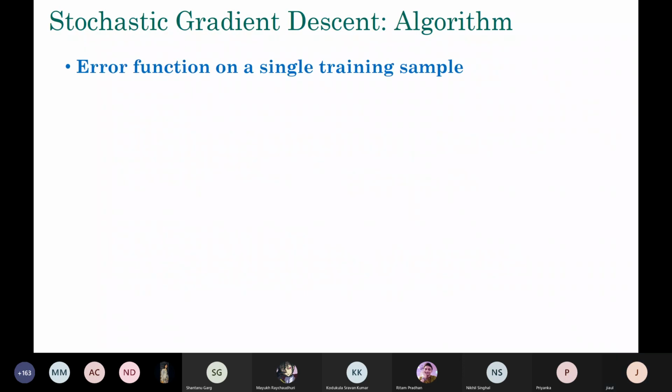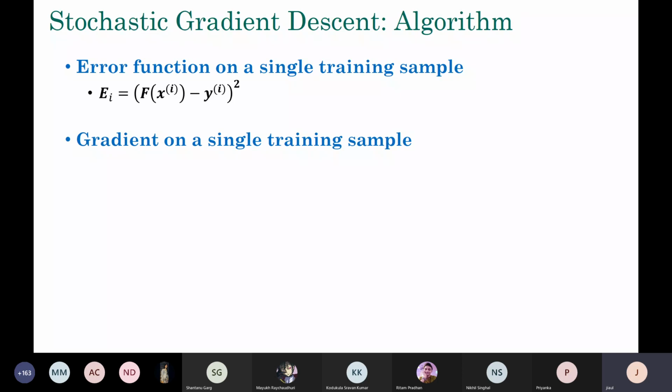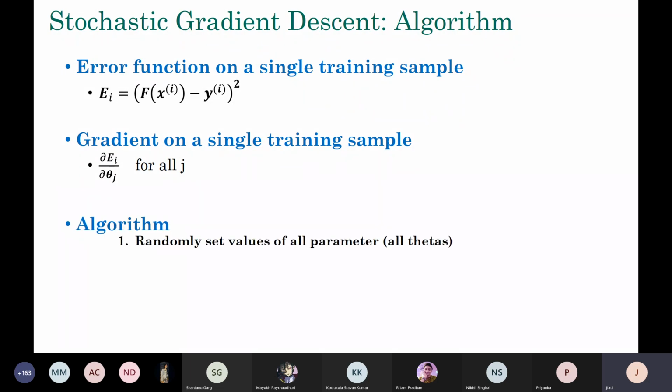Here is the algorithm. You define the error function on a single training sample. Remember that in the previous case, you defined your error function on all the training samples. But now we are defining the error function on a single training sample. So something like this: you take the ith sample, and you only compute your error function on that. Now you compute the gradient on a single training sample. So you have E_i, then you compute del E_i del theta_j for all the j that you have, for all the parameters that you have. And then this is what the algorithm looks like.